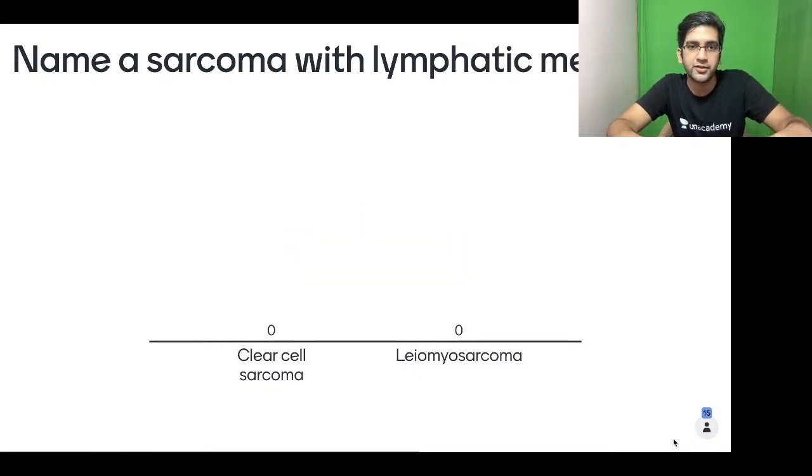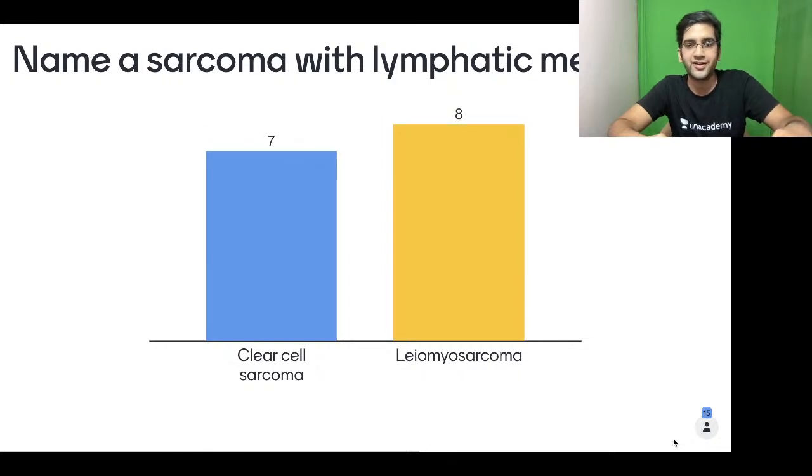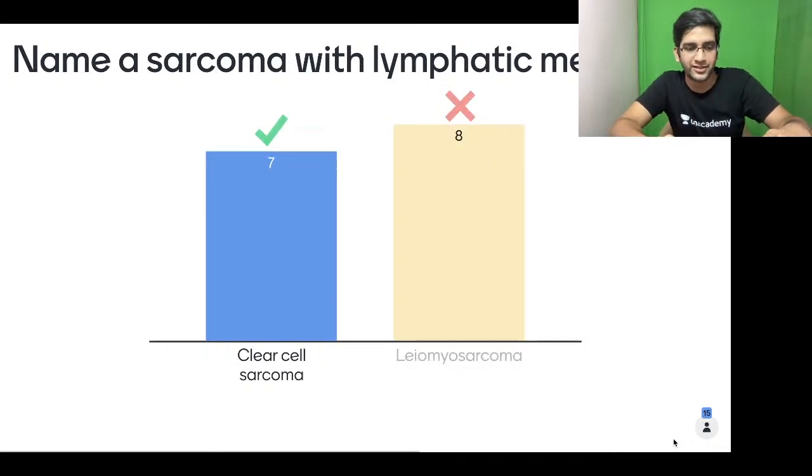Great. Let's have a look at the poll. Wow. Okay. See, there are lots of sarcoma with lymphatic metastasis. One of the sarcoma which has more lymphatic metastasis is clear cell sarcoma. It's a melanoma of soft parts. So like a melanoma, it can spread so much to a lymph node, right?